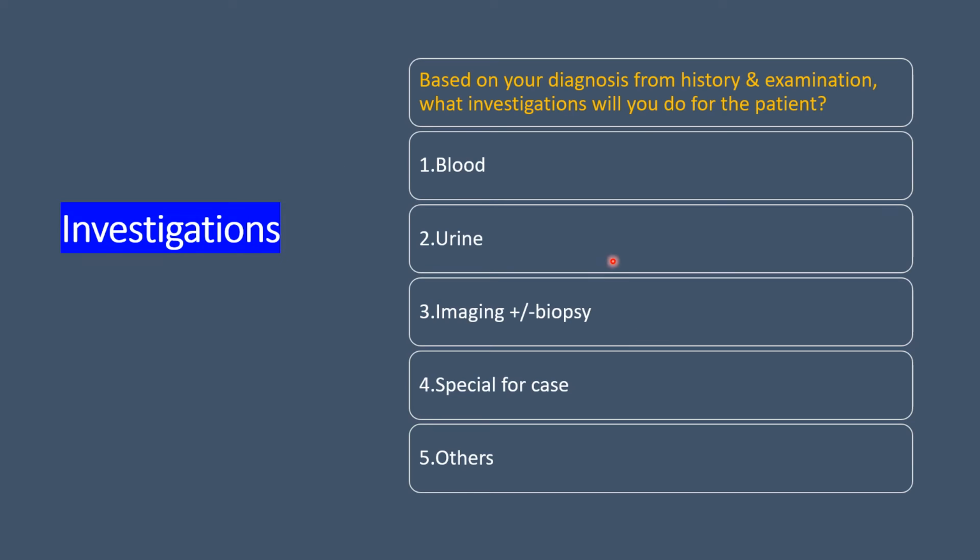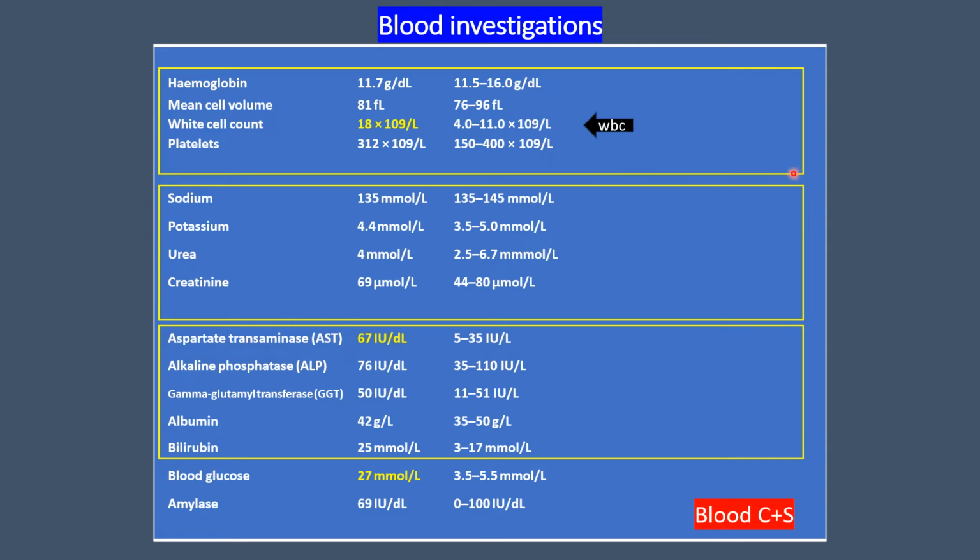Now, the investigations for these patients include blood tests, urine, imaging, and biopsy, special tests for the patient, and others may be necessary. In the blood investigations, important things to be done are the full blood count, the renal profile, liver function, and other tests.